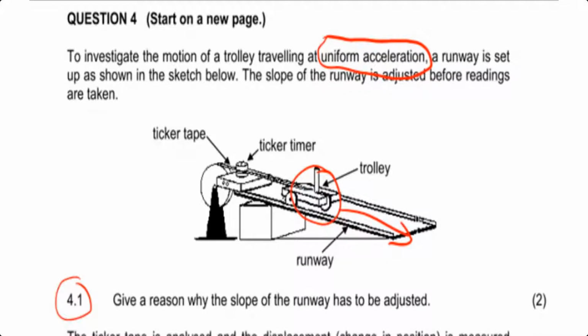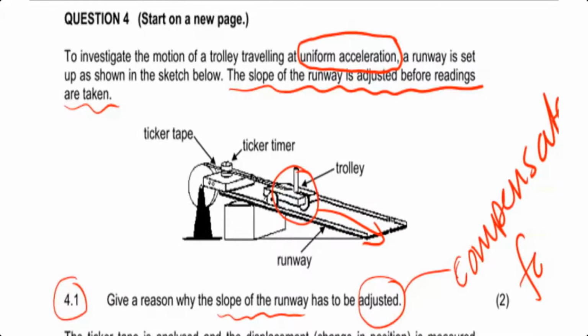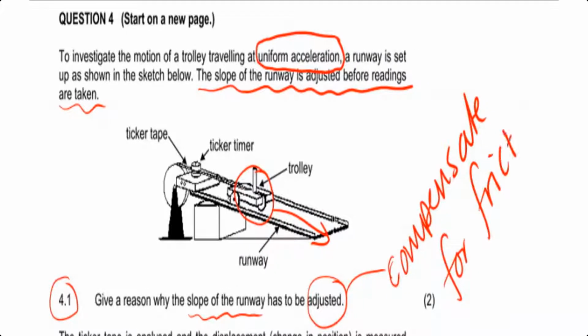Give a reason why the slope of the runway has to be adjusted. So it says the slope of the runway is adjusted before readings are taken, and that's because we need uniform acceleration. We need to make sure that it's steep enough that we're not only just overcoming friction. If we only just overcome friction, we'll get uniform velocity. So we need to compensate for friction, and then we also need to give some more angle than that so that we get acceleration as well.